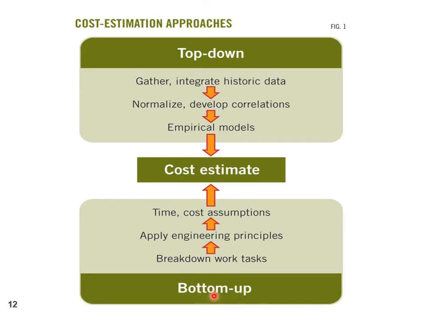But in the bottom-up approach, we break down the cost components into smaller units, and then we apply engineering principles to obtain the costs for each one of these smaller units. We come up with assumptions related to the time and the costs for these individual units, and then we add all of them up to come up with the cost estimate. Okay, so this is the top-down approach and this is the bottom-up approach.